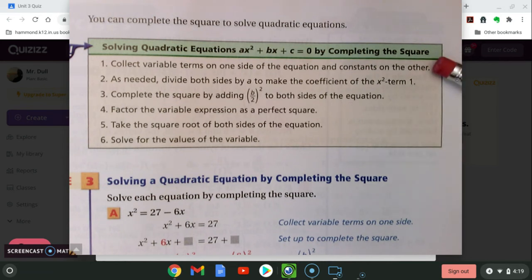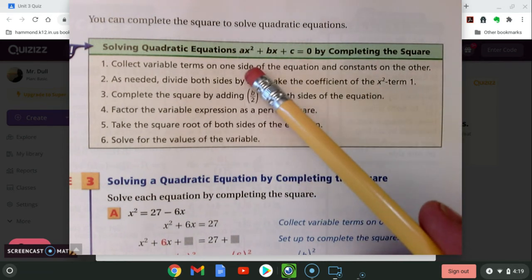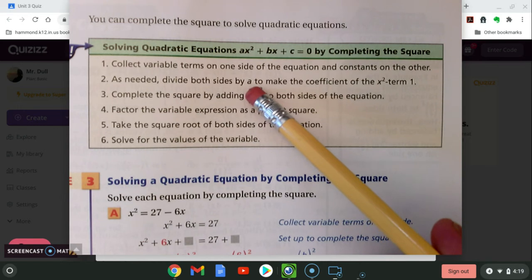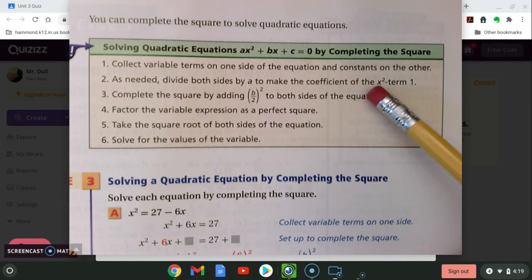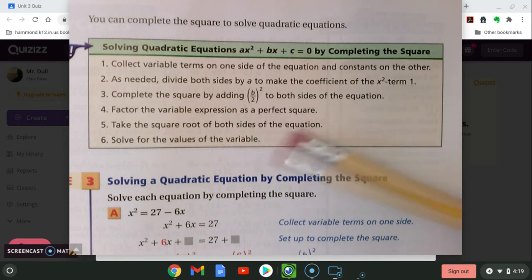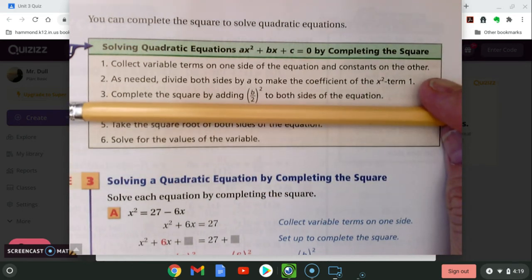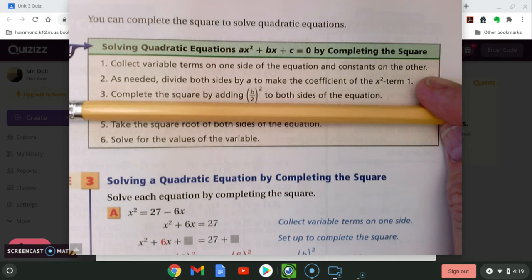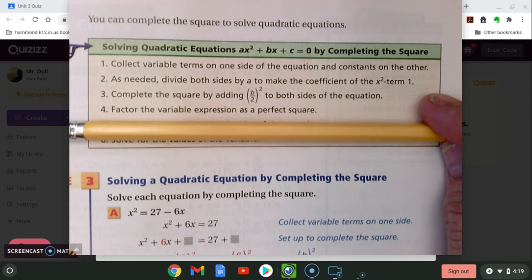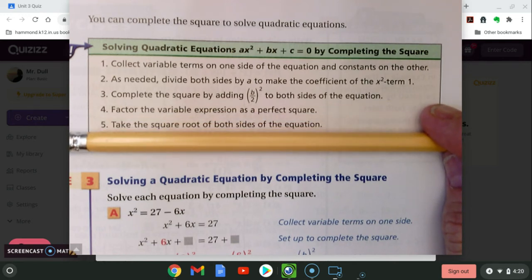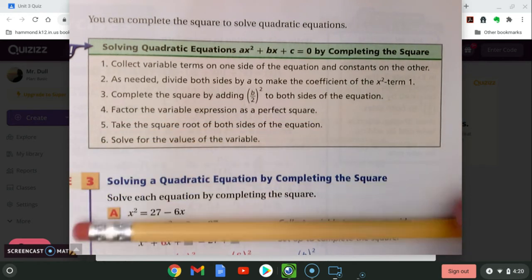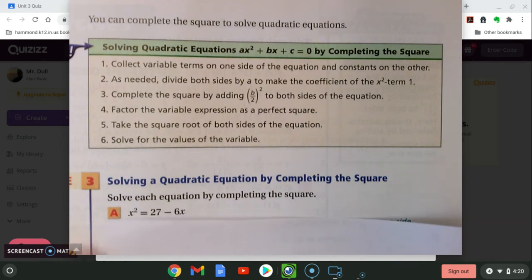So we want the constant on one side and the x squared and the x on the other. If we have to, we'll divide through by whatever the coefficient on x squared is, because I want that x squared coefficient to be 1. We'll do that process we just looked at, which is taking the b value, dividing by 2, squaring it, and adding that to both sides of the equation. Then we'll factor our new perfect square trinomial as a perfect square, square root both sides, and then we'll solve to find x. So let's walk through that process.